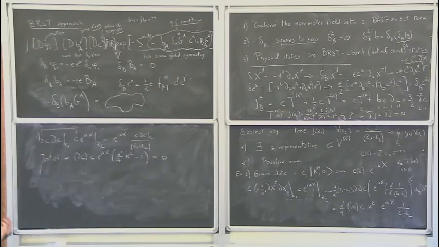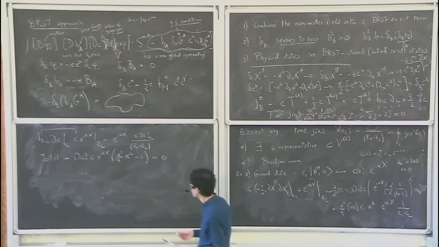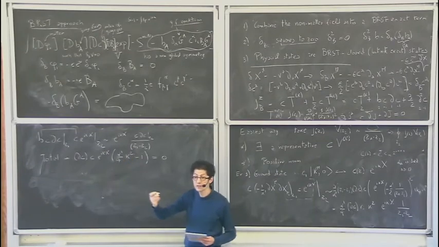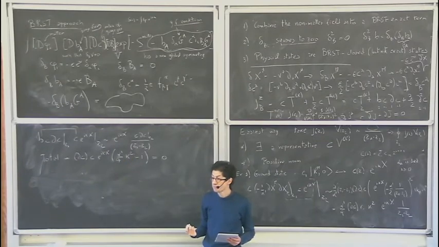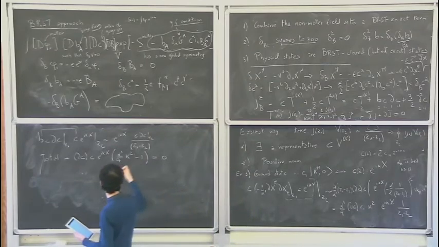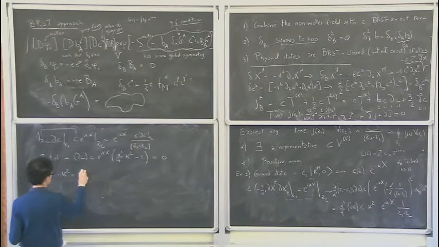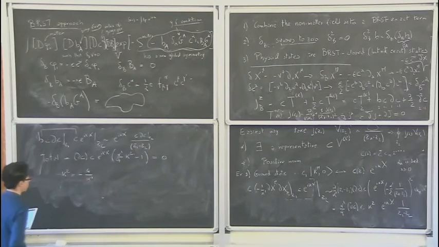And now you see something interesting happening, right? It tells you that the momentum of your string that moves rigidly cannot be arbitrary. If you want to describe a physical state, you have to satisfy this condition. So you have minus k square is equal to minus 4 over alpha prime.